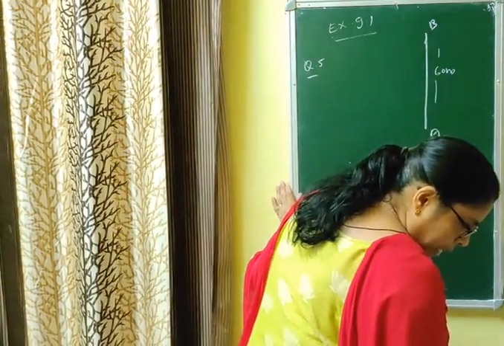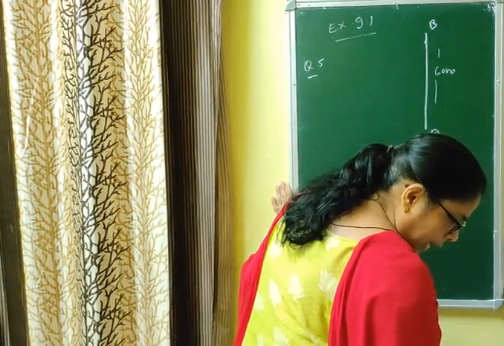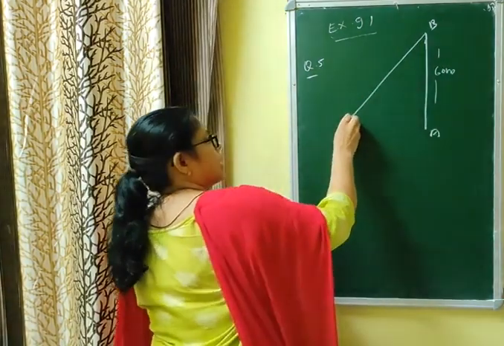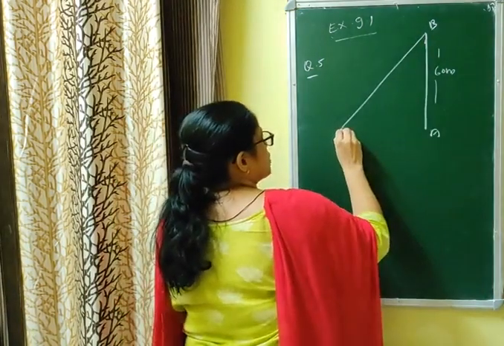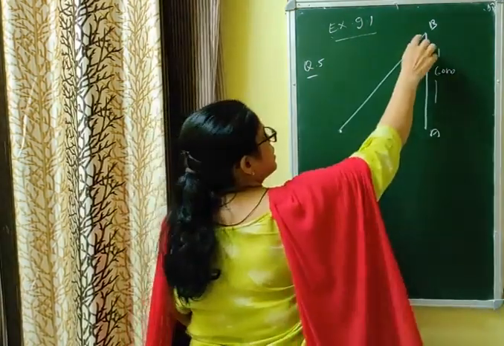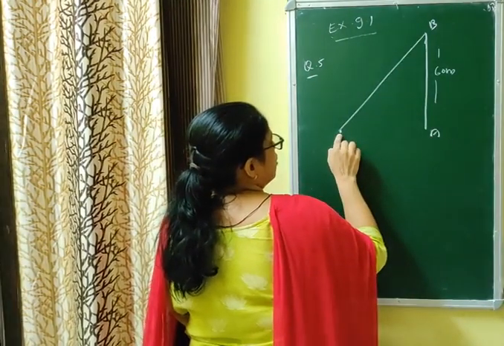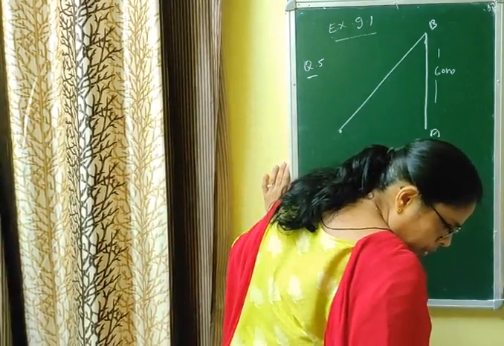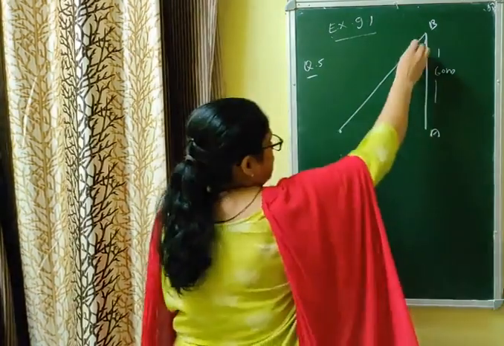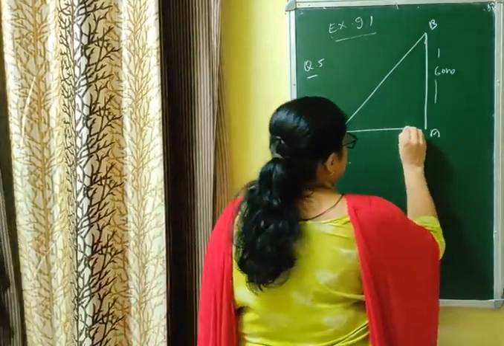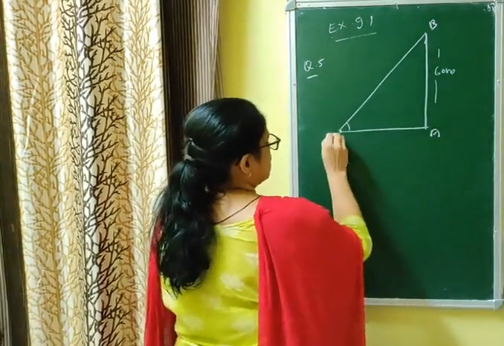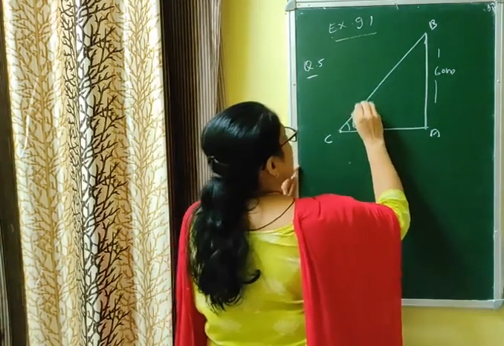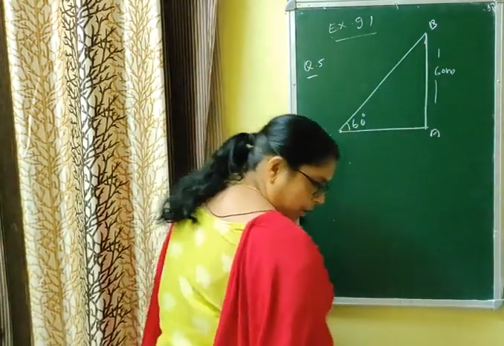The string attached to the kite is temporarily tied to a point on the ground. That means this kite is attached to a point on the ground by a string. This is the string, and inclination means the angle made. The inclination of the string, at C, with the ground is 60 degree. Find the length of the string. That means you have to find BC.